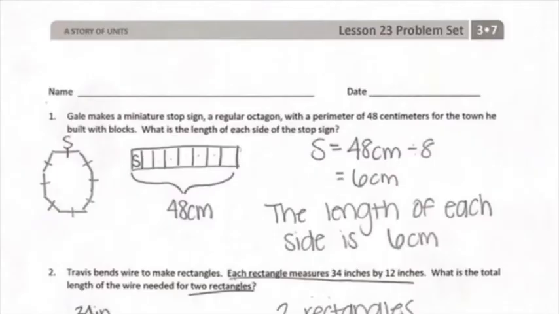Number 1. Gail makes a miniature stop sign, a regular octagon, with a perimeter of 48 centimeters for the town he built with blocks. What is the length of each side of the stop sign? So I drew my picture of a regular octagon, which means I have 8 equal sides, and I labeled it S. Then I made myself a block and I sectioned it off into 8 parts, where one piece is S, and when I add them all together, it is 48 centimeters. So to find S, I said 48 divided by 8, because 48 is the total number of centimeters and there are 8 sides, and I got 6 centimeters, so the length of each side is 6 centimeters.